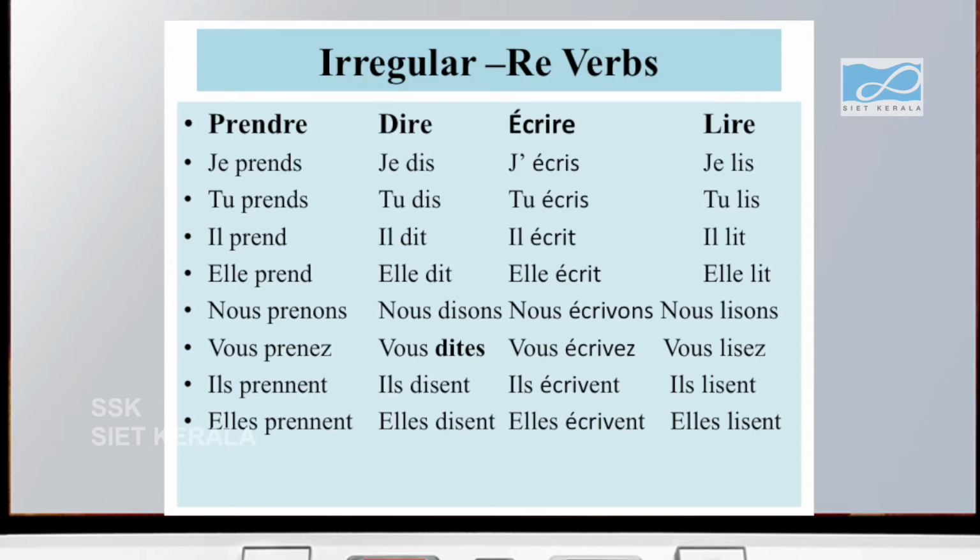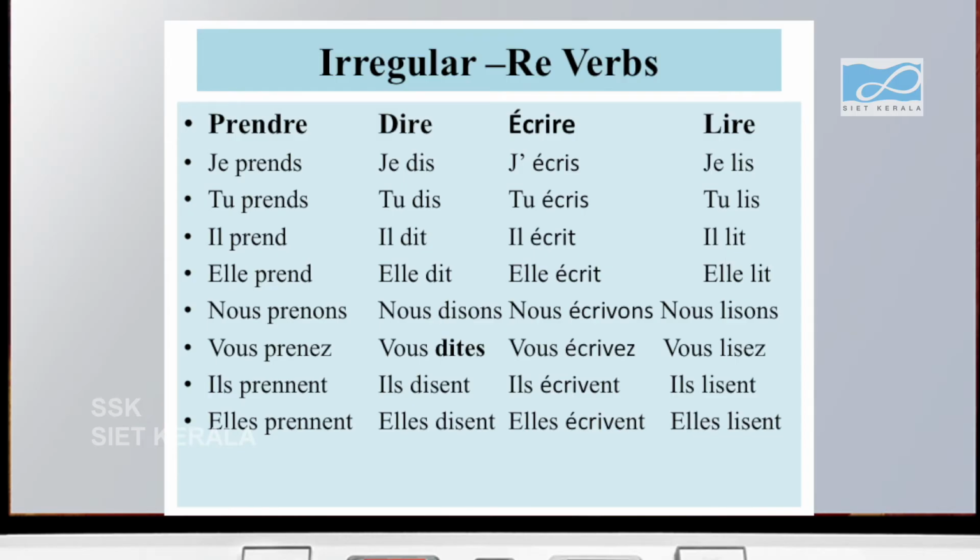Nous, vous, ils and elles, you have the irregularity. So it is nous prenons, vous prenez, ils or elles prennent. So let's listen to the pronunciation. Je prends, tu prends, il prend, elle prend. It's all the same. Nous prenons, vous prenez, ils prennent, elles prennent.